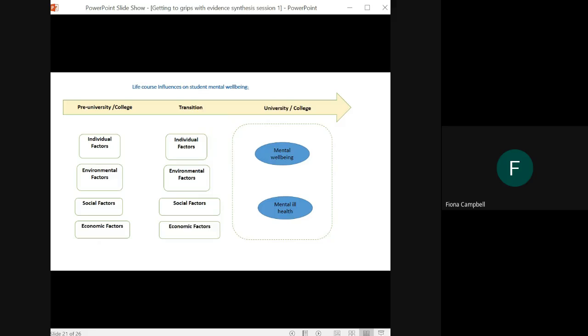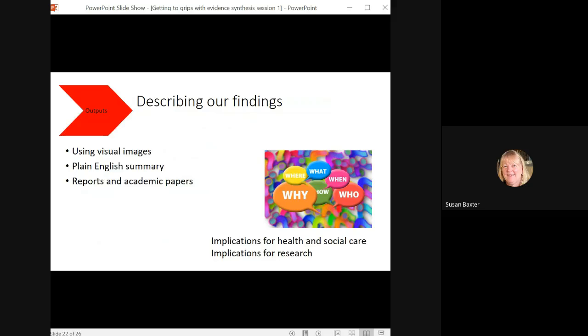The other thing that we did as well was to use these kinds of models and say, does this model help? Does this visually help represent our findings? Yeah. Thank you. That's really helpful. So there are other ways that we try and describe what it is that we found out. So I think some of the projects that some of you will have been involved with, we've been using other types of visual imagery, plain English summaries, which our public advisors have a really key role in helping us to develop.